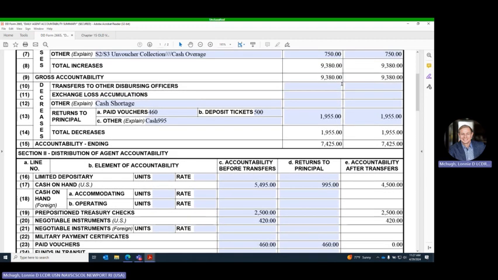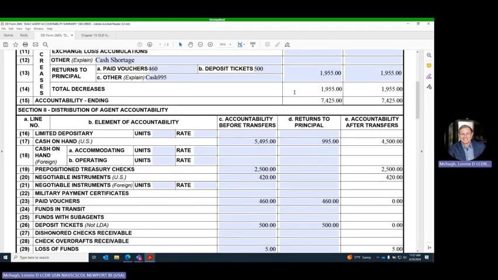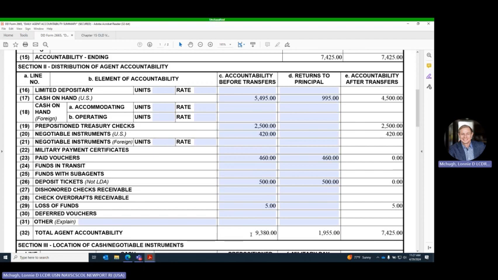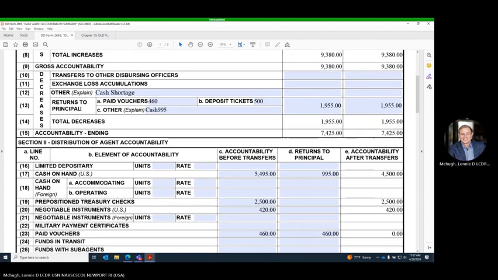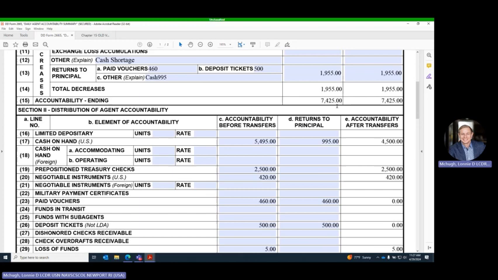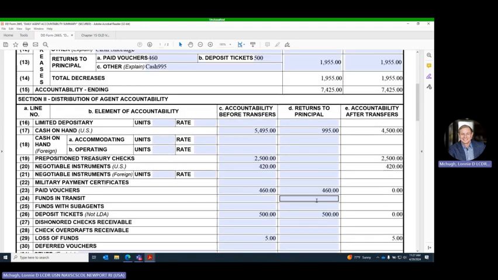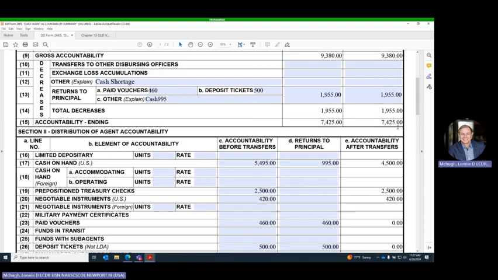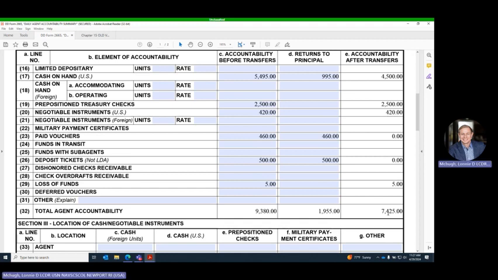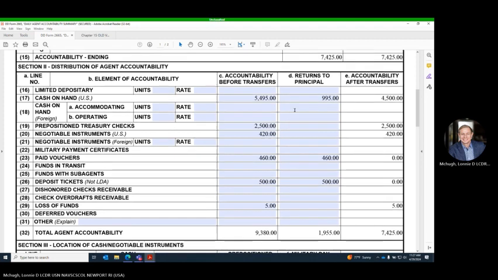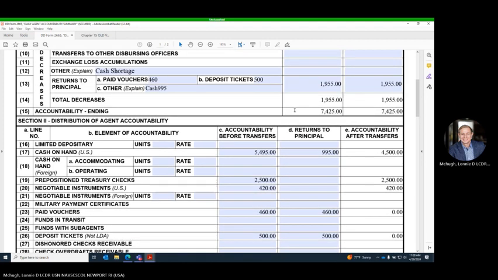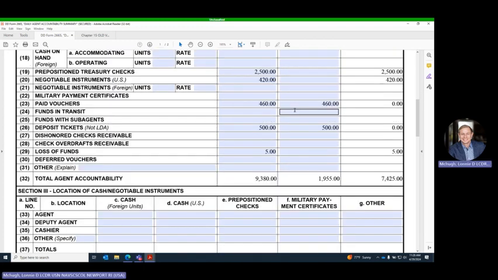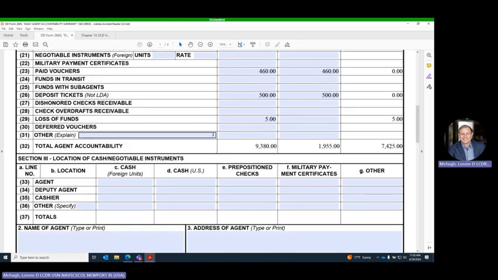So we're going to check to make sure that our 9,380 matches our 32 Charlie, and it does. Our 13 matches our 32 Delta, it matches. And our line 15 matches our 32 Echo. So we balance again. All right. So that concludes section 1 and section 2.